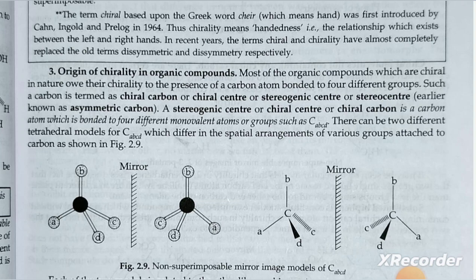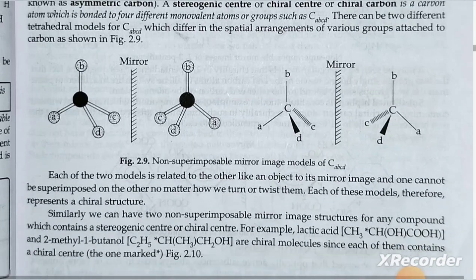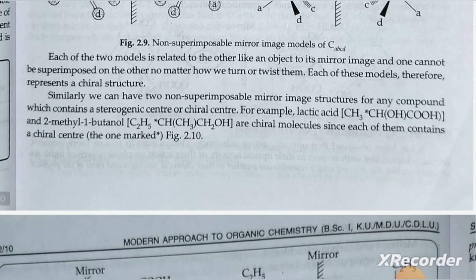A stereogenic center or chiral carbon is a carbon atom which is bonded to four different monovalent atoms or groups, such as CABCD. There can be two different tetrahedral models for CABCD which differ in the spatial arrangement of the various groups attached to the carbon, as shown in figure 2.9. Each of the two models is related to the other like an object to its mirror image and one cannot be superimposed on the other no matter how we turn or twist them. Each of these models therefore represents a chiral structure.